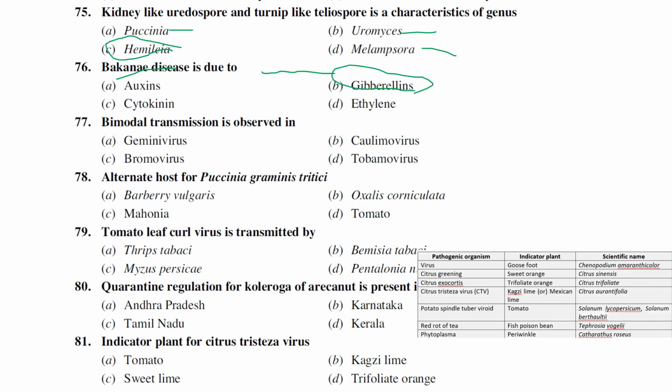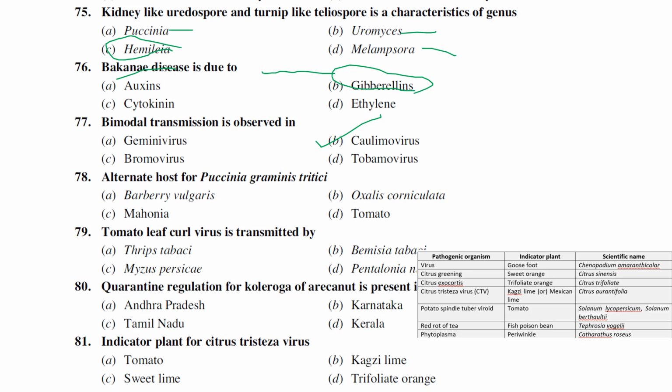Bimodal transmission can be observed in Gemini virus, cauliflower mosaic virus, bromovirus, tobamovirus. Bimodal means cauliflower mosaic virus is transmitted through aphids as well as sap transmission. Alternate hosts for Puccinia graminis tritici: Berberis vulgaris, Oxalis corniculata, Mahonia and tomato. We know very well Berberis vulgaris, Barberry.